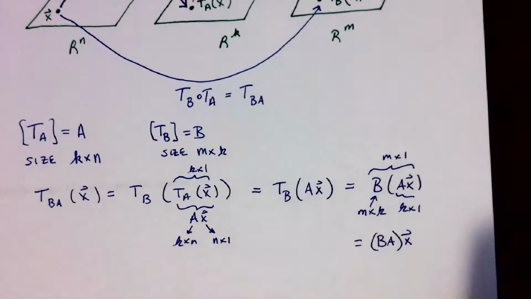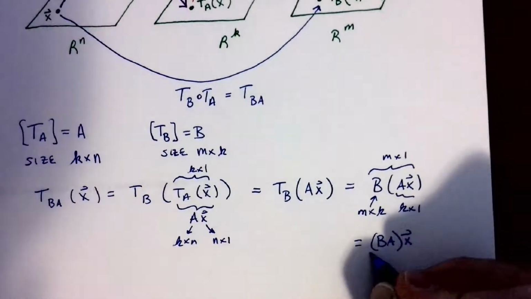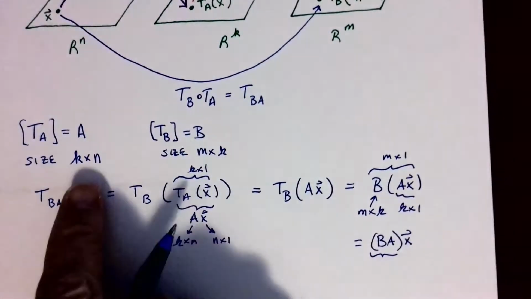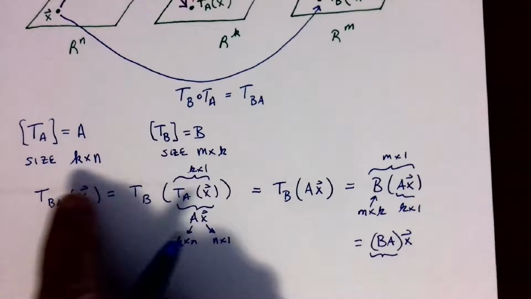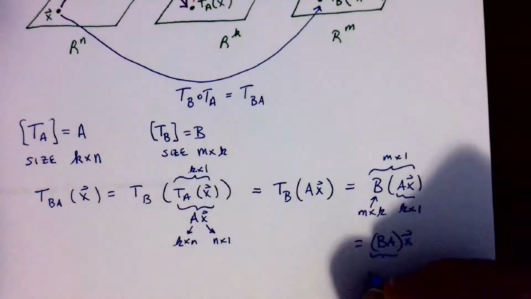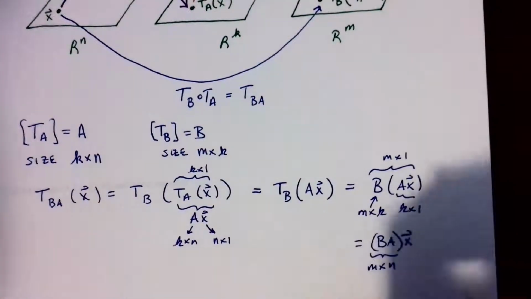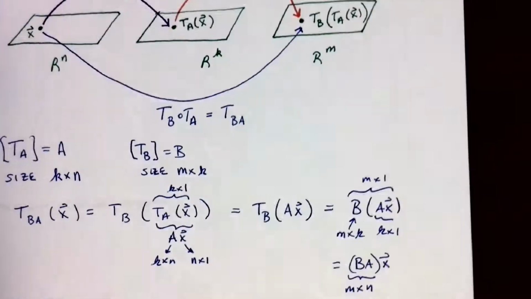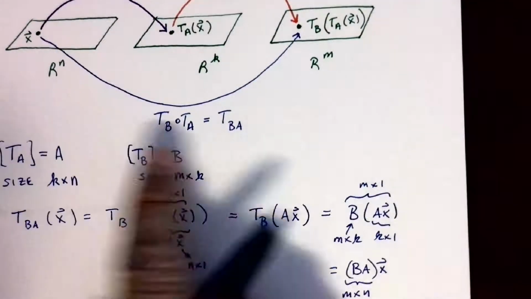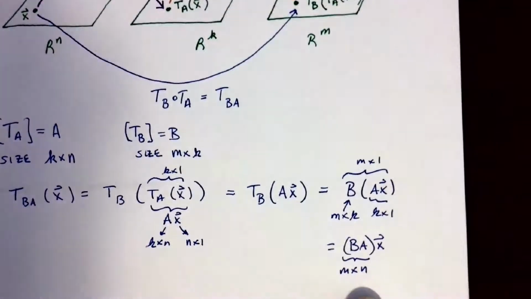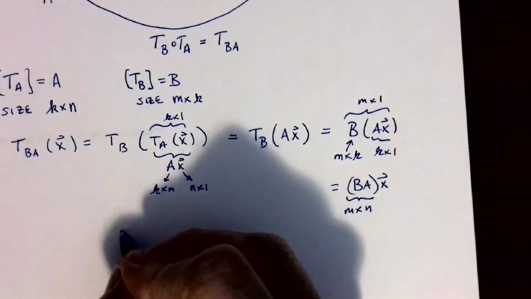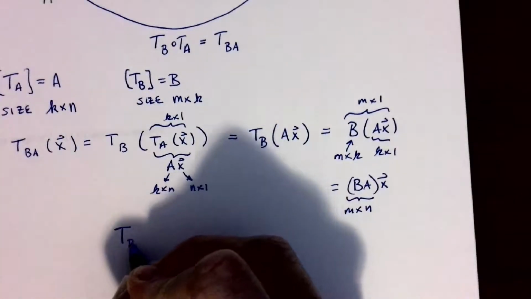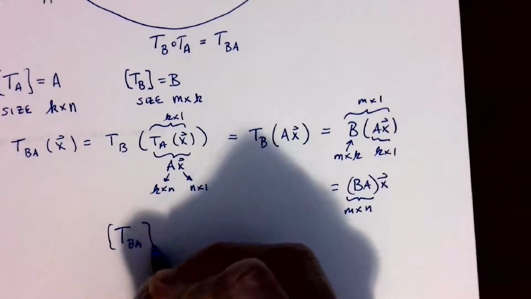And this BA, then, this matrix is what size? If I take an m by k times a k by n, I get a what? M by n. So it's going from what? It's going from n space to m space. So it's an m by n matrix. And that indeed is our standard matrix for this composition TBA.